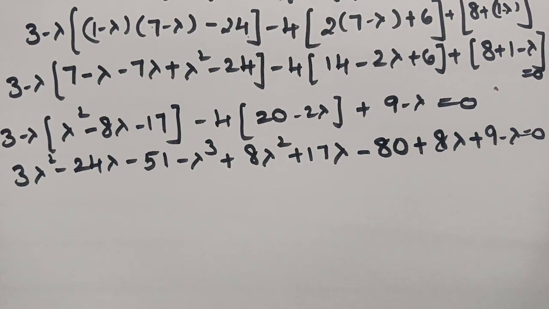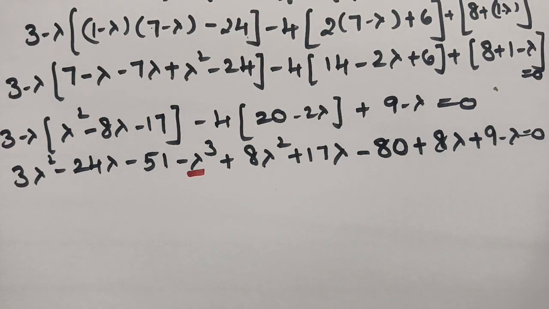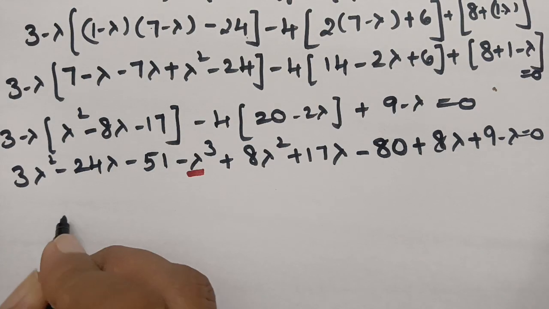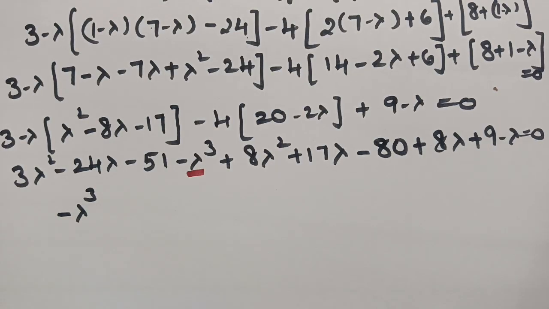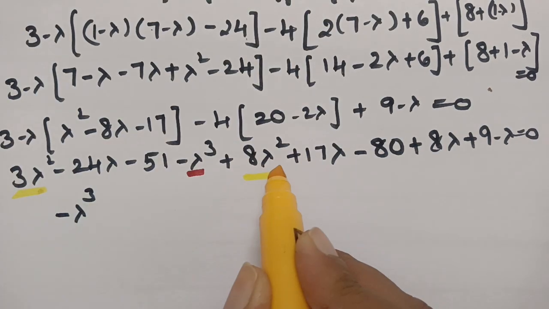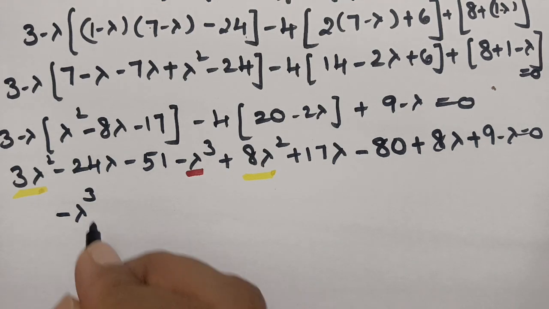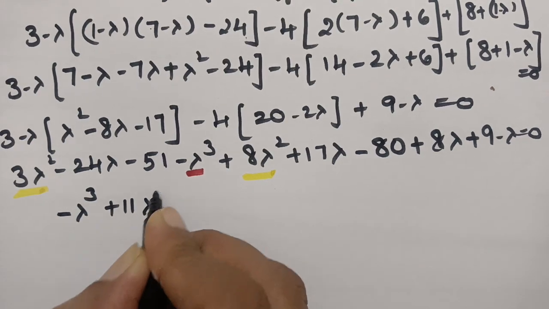Now see here, there is one single lambda cube. If you observe, there is only one single lambda cube, so I am going to write it as minus lambda cube. And if you start collecting the coefficients of lambda square, here is a lambda square, here is a lambda square. That's it. So here 8 plus 3, the value is 11 lambda square.